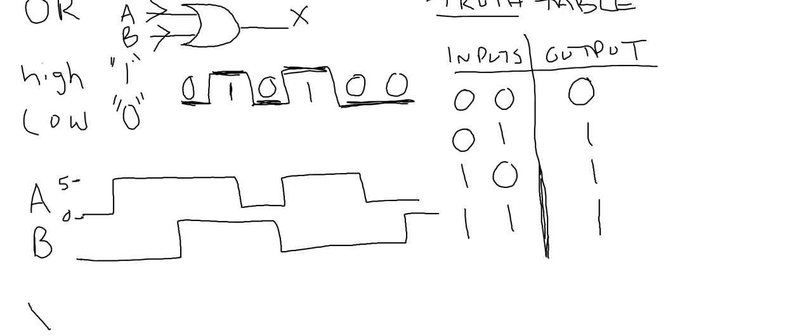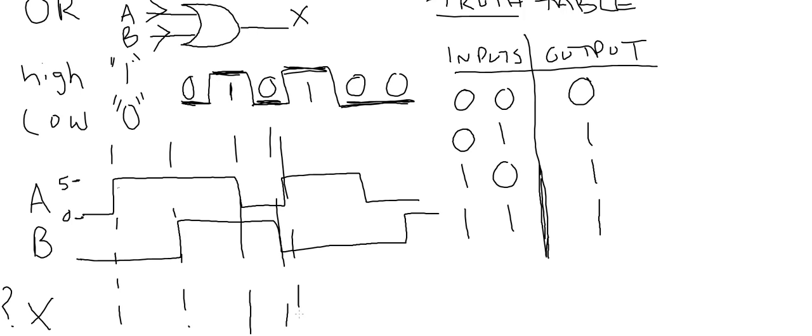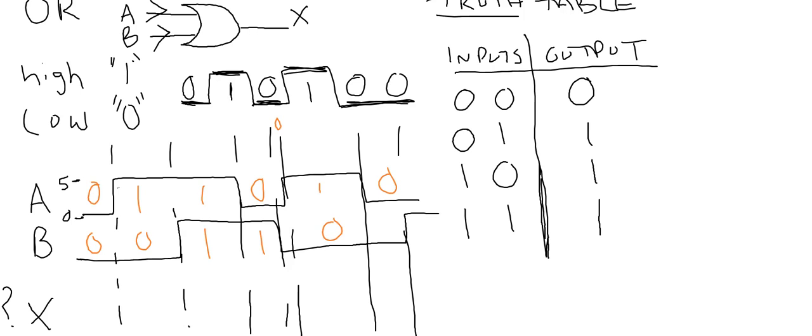So what are we going to see at X? What's going to be shown? Okay, so I find it helpful to first mark where there are changes, because that's where we can potentially have changes at X. And you can even write in, all right, so this is 1, if you want to.